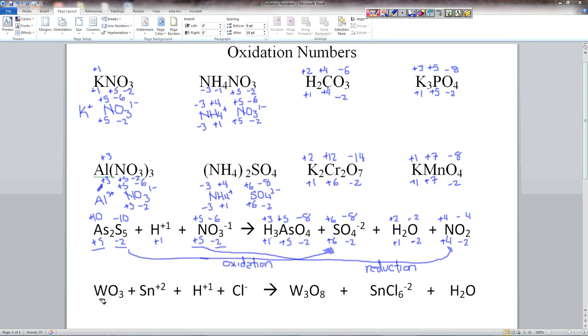Alright, let's try this other one. Same concept. We know O is -2. 3 of them, so -6. That makes this a +6. 10, +2. Work done for us. +1, -1. We're done with that. Alright, so here it's a -2. So it's a -16. It has to be a +16.